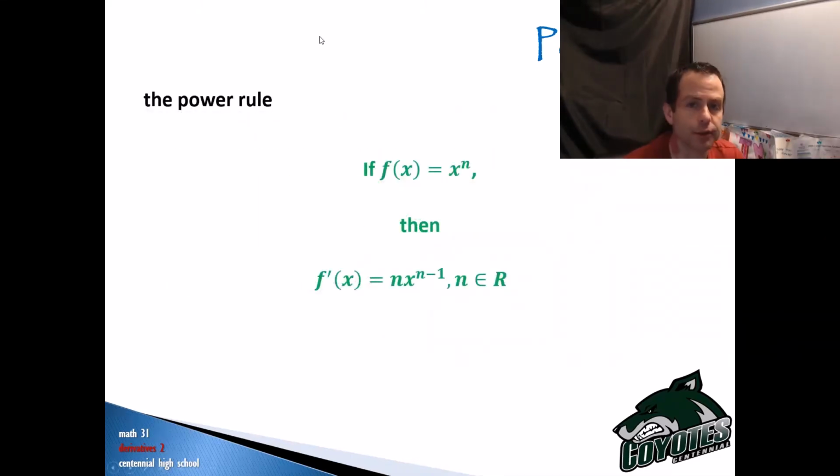So in general, the power rule states that if f of x equals x to the n, then the derivative will equal n times x to the n minus 1. Essentially, the exponent goes to the front and gets multiplied by anything that's there, and then the exponent drops a degree. That's where the n minus 1 is coming from, okay?